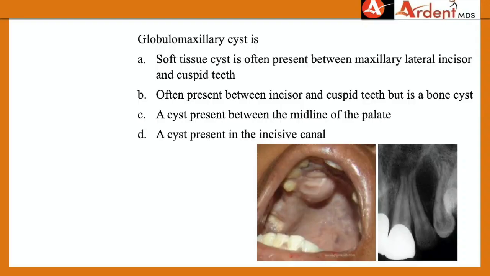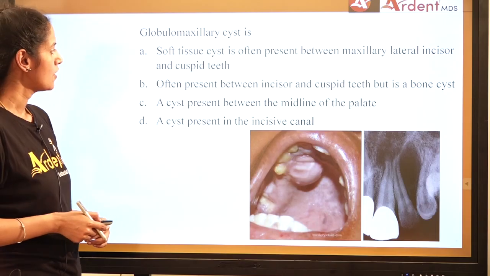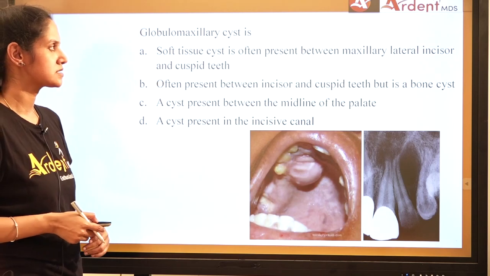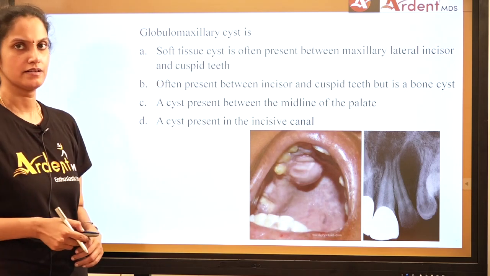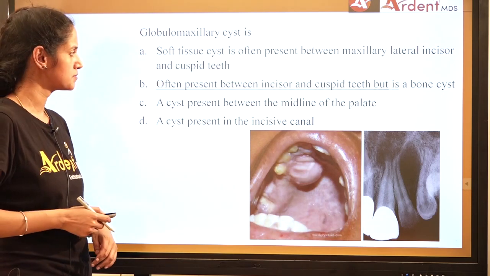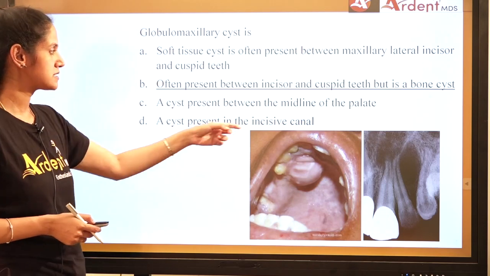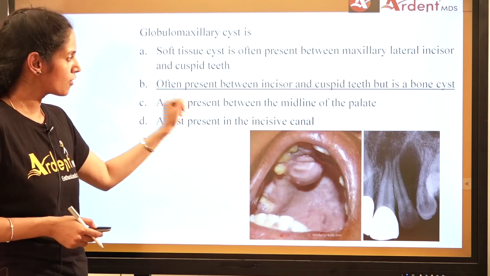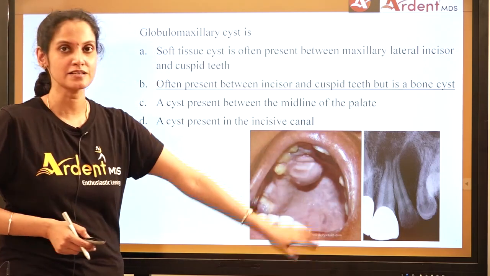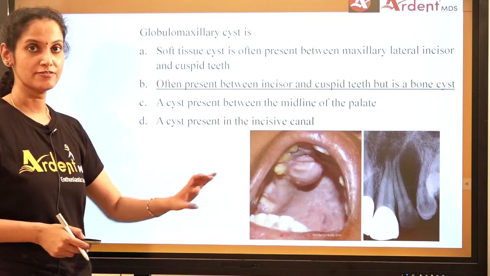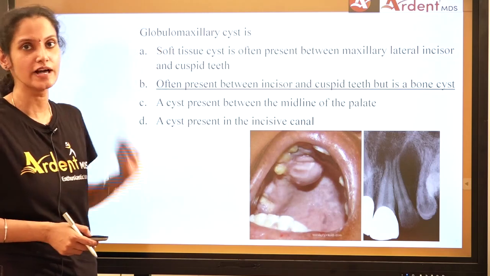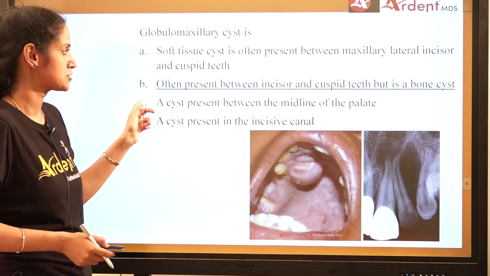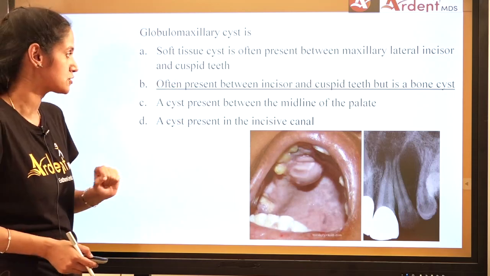Globulomaxillary cyst is often present between the maxillary lateral incisor and cuspid teeth, but is a bone cyst. A cyst present between the midline of the palate? No. A cyst present in the incisive canal? No. It's often present between the incisor and the cuspid teeth, as very much evident on the radiograph, inverted pear shape. Okay. We saw that nasoalveolar cyst is a soft tissue cyst. This is a bone cyst and that's why we went for the choice.